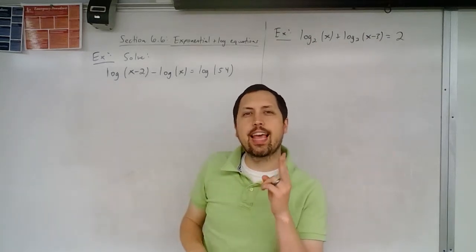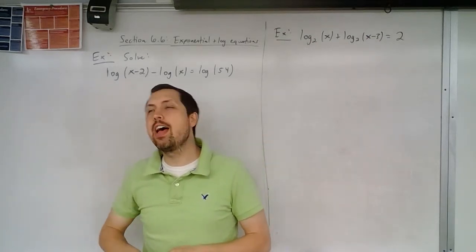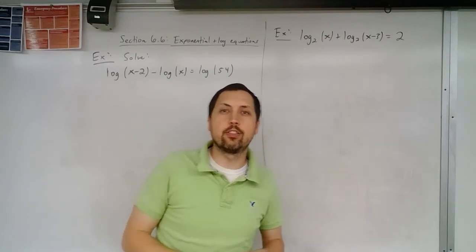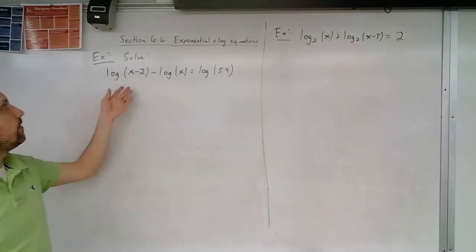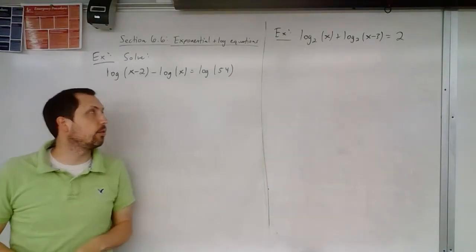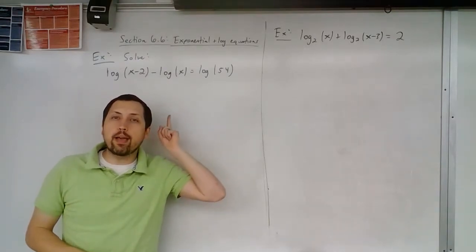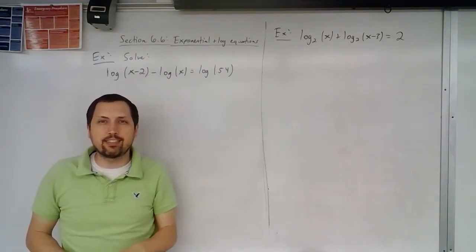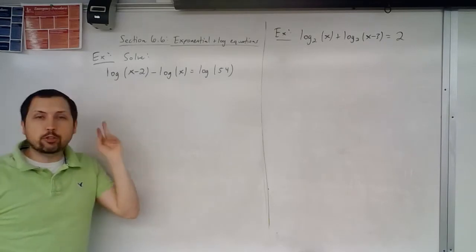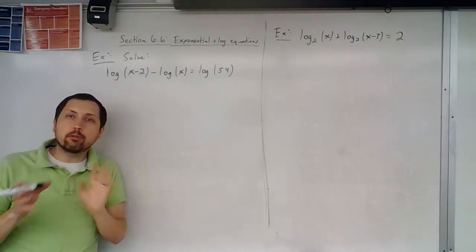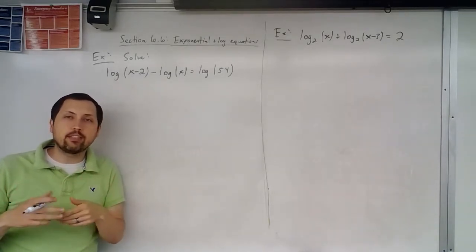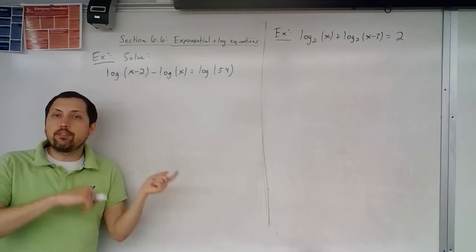Take a look at two more examples now, two more examples of our logarithmic equations to solve. So here I have log of x minus 2 minus log of x is equal to log of 54. Remember, if there's no base written, that's base 10. So what we're trying to do is use one of these properties that we know from the previous video.